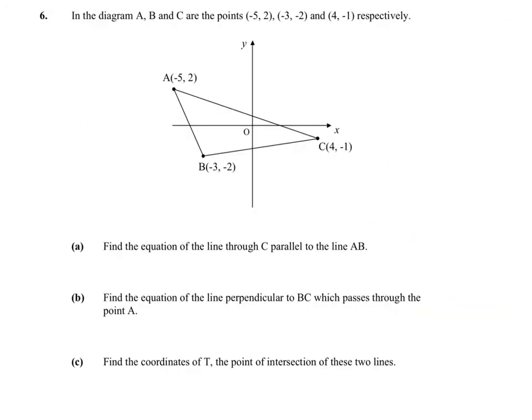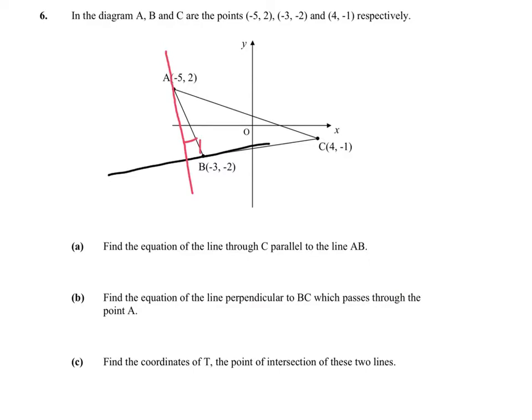So looking back at our diagram again, part B asks us to find the equation of the line perpendicular to BC, which passes through point A, which is this point here. So we'll remind ourselves what that was again. So if we extend the line BC outwards and then draw a line through A, which is perpendicular, then we're looking for the line here.